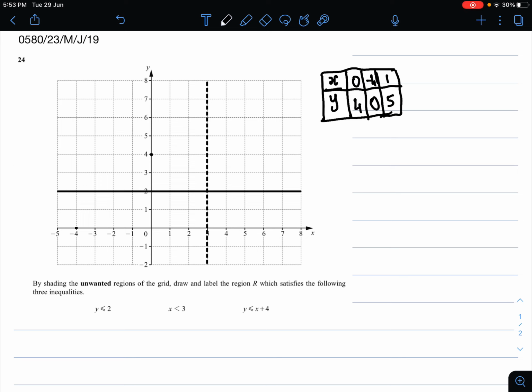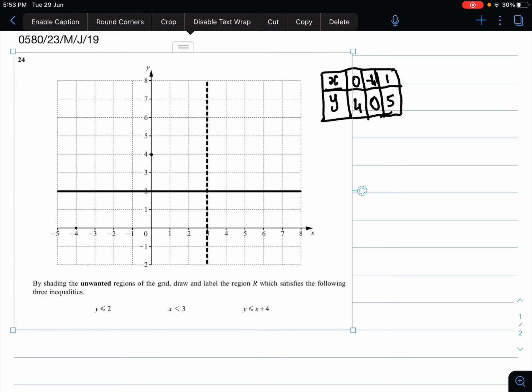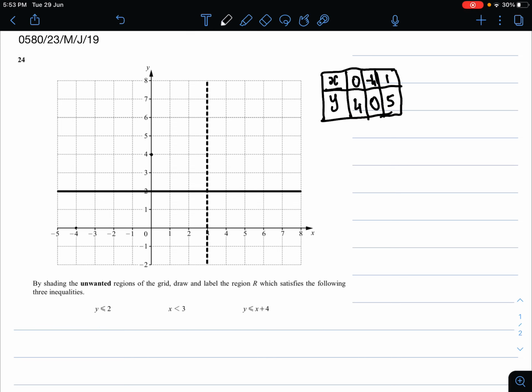So minus 4 comma 0 would be right here, and 1 comma 5 would be right here. All you need to do now is join all the points like this, so you'll get your third line. Now we have to shade the unwanted regions.